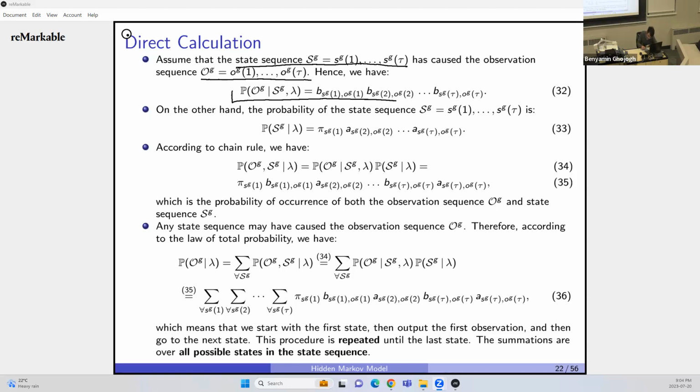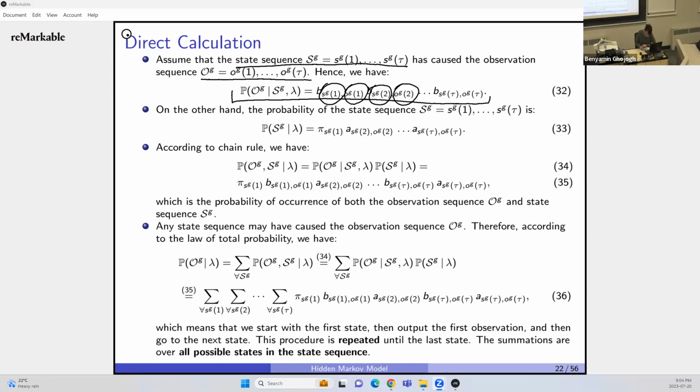Hence, we have this. Do you agree? We have probability of OG given SG and lambda as B SG1 OG1 times B SG2 OG2 until B SG tau OG tau. What does it mean? The multiplication of probabilities for emitting outputs from the states. The output OG1 from SG1 in time t1. Then output OG2 from SG2 in time slot 2 until the end, right?